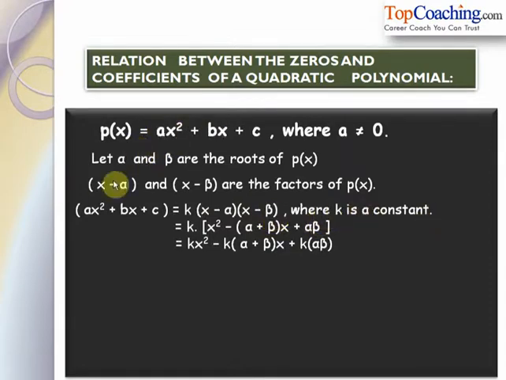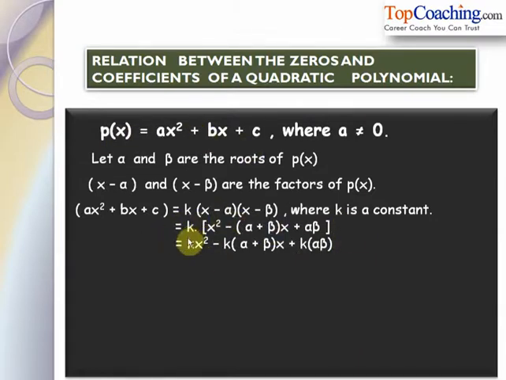So we know that x minus alpha and x minus beta are the factors of this quadratic polynomial. Therefore we can write this as k times (x minus alpha) into (x minus beta). Now in the next step, we multiply both these factors and get x square minus (alpha plus beta) times x plus alpha beta, into k. Here alpha and beta are the roots of p of x.